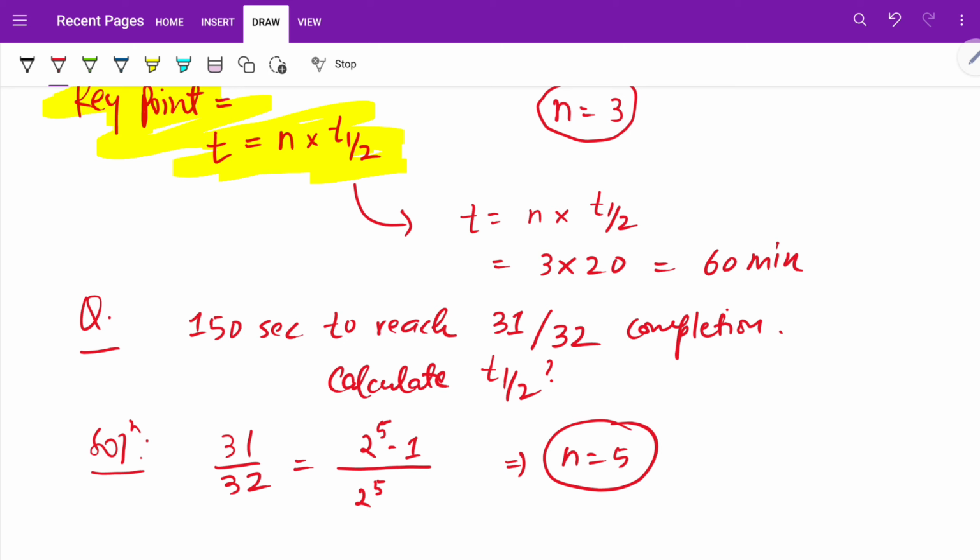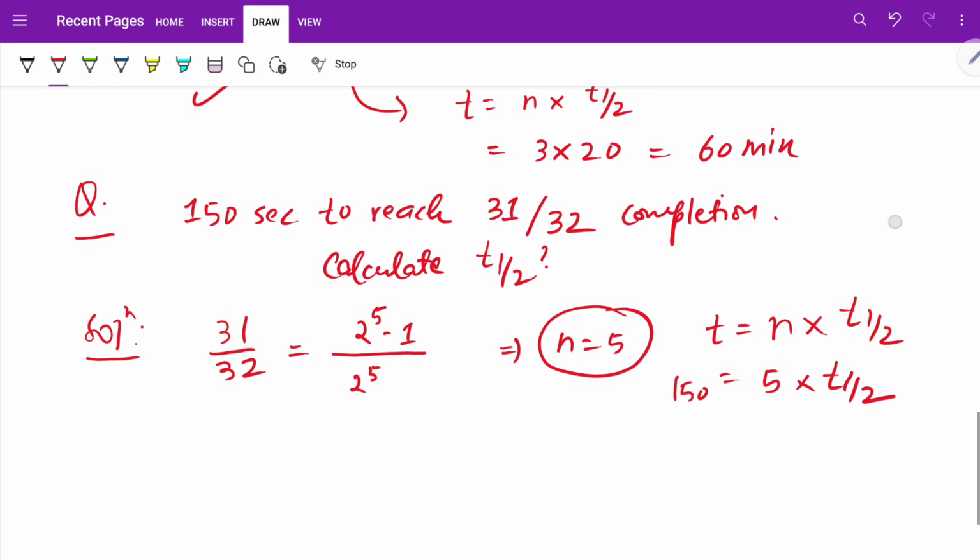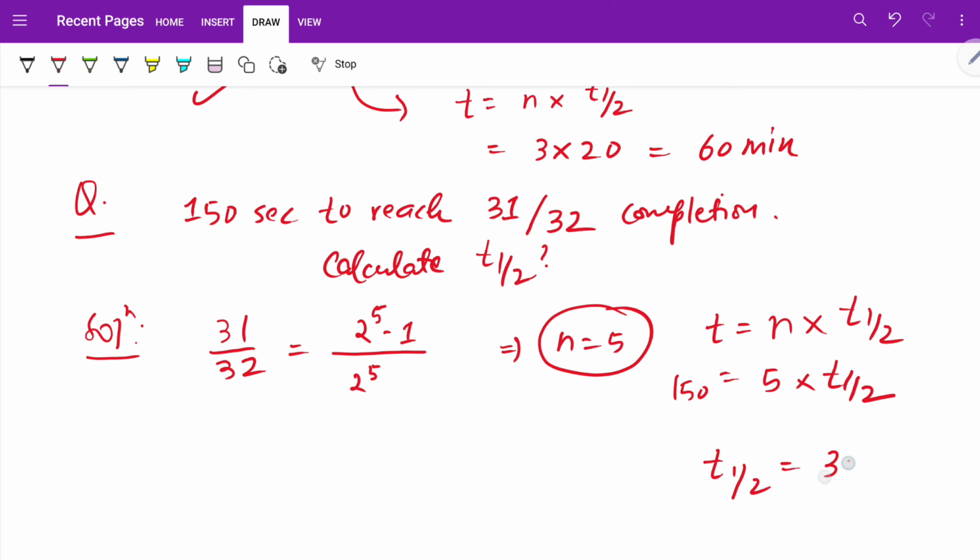So when we get n as 5, again apply this formula. T is equal to n into T half. So n is 5, and we have to calculate T half, where the time is given as 150. So T half will be how much? 30 seconds. So a simple trick. Okay, fine.